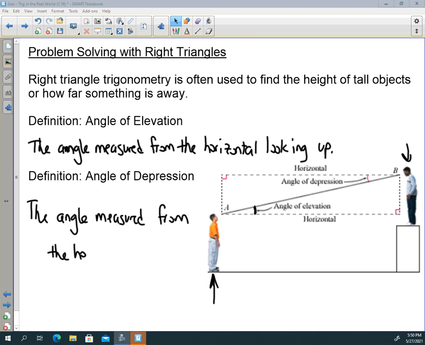The angle measured from the horizontal looking down. Why did I capitalize that L? Who knows? Anyway, that's an angle of depression. And so you're going to see those words, and what you just need to know is that one is looking up and the other one is looking down.